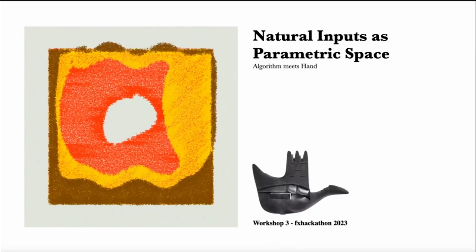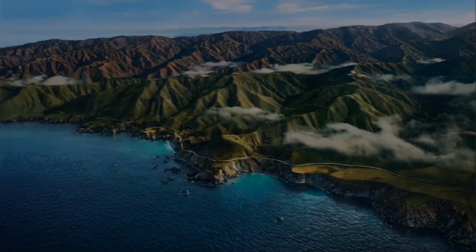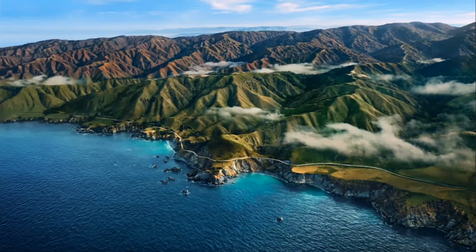Okay, so I hope you are seeing the presentation, hopefully. Okay, so this is the title, Natural Inputs as Parametric Space. And it's the third workshop, of course, framing this FXHACKATHON, which is running and whose deadline is the 4th of August. Let me check if someone is saying something. Okay, we can see it.